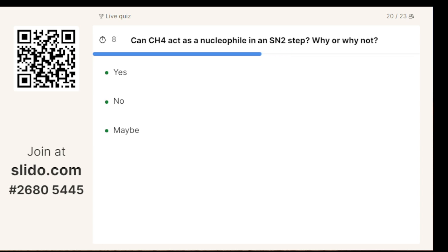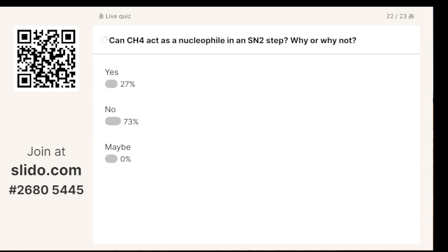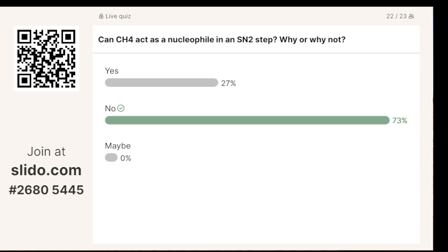Can CH4 act as a nucleophile in an SN2 step? Then we're going to think of why or why not. Okay. No is the correct answer. Why would that be? Yeah, so it needs some electron density around it.